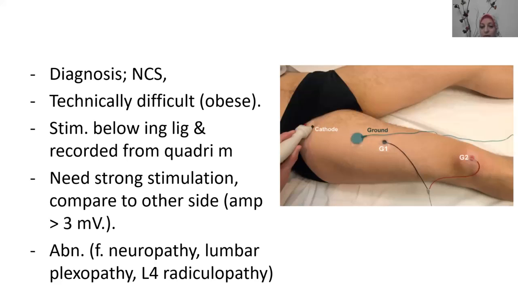But it's technically difficult also, especially in obese patients. We have to press the stimulator firmly, and we have to increase the stimulus intensity and stimulus duration to obtain a nerve conduction response. Its amplitude is most probably 3 millivolts, but we need to compare to the other unaffected side also. Its abnormality may localize the lesion at the femoral neuropathy, or a more proximal part as lumbar plexopathy, or in cases of L4 radiculopathy.